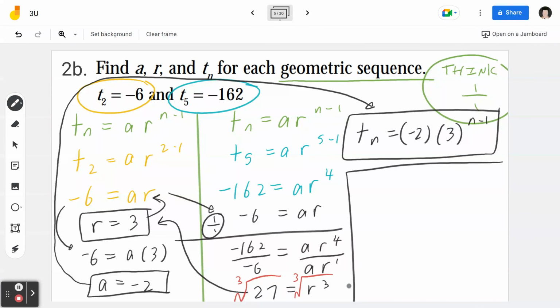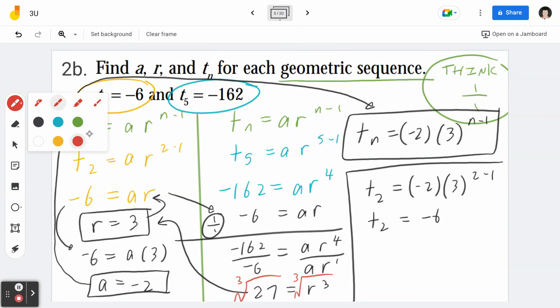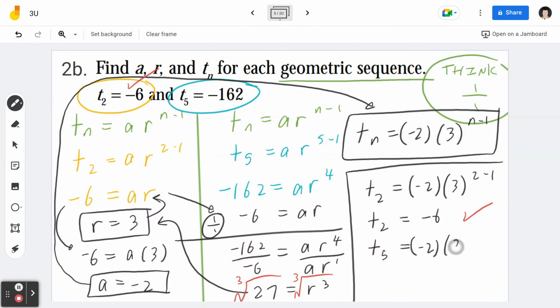Now, one more time, I would like to add value to your learning journey. You want to feel confident, you want to feel competent, continue with this one last step. Again, this is called double checking. You know, T2 is negative 6. Doesn't that mean if I plug in 2, I should get the same thing? Let's find out. So again, if I take negative 2 times 3, that's negative 6, which is amazing because we expected that because that was the information in the given. And again, if I find T5, I'm expecting negative 162. I go back, I take negative 2, I take 3 to the power of 5 minus 1.